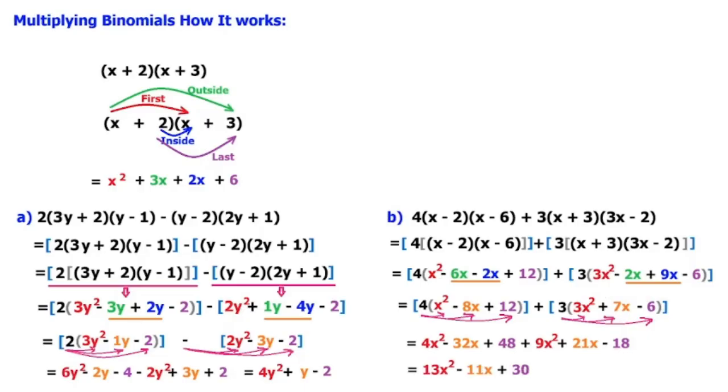So we can combine all our like terms. We're going to add together the red ones, the orange ones, and these purple ones. Those are the like terms. So 4x squared plus 9x squared gives us 13x squared. Minus 32x plus 21x gives us minus 11x. Plus 48 minus 18 gives us 30. And that's it. That's all there is to that problem.